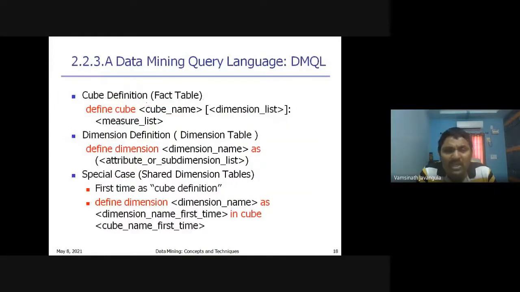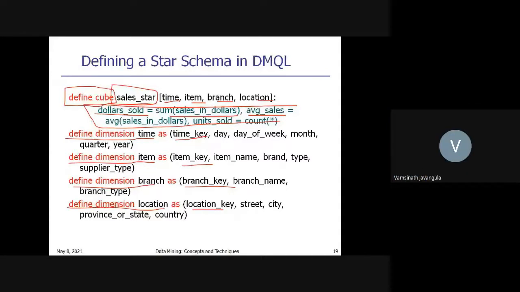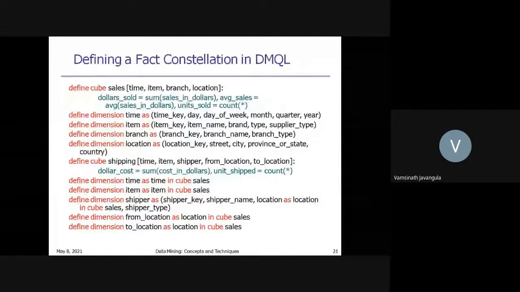For the purpose of representing data and creating a data warehouse, we use a language called DMQL, data mining query language. In this language, we specify how to create a cube and how the dimensions need to be specified. Snowflake and all other schemas are defined in the same way.